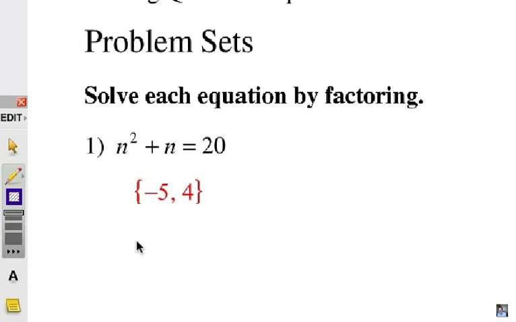Now in some classes and textbooks, it might be shown in bracket formation. In other words, x can be a set of numbers, in this case a negative 5 and a positive 4. So you might see it written like that, just to get used to that format. Let's look at number 2.